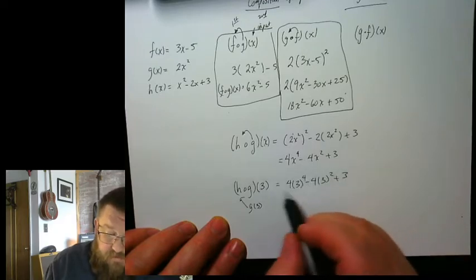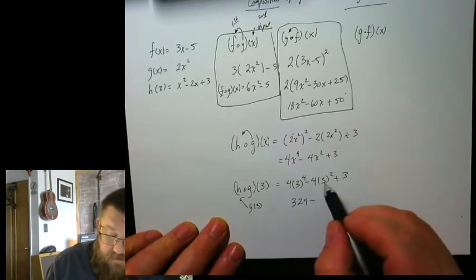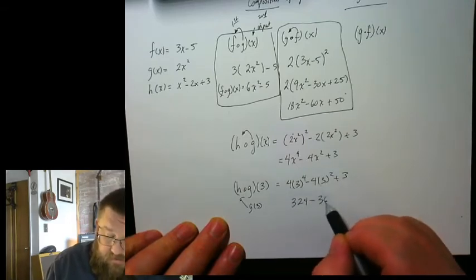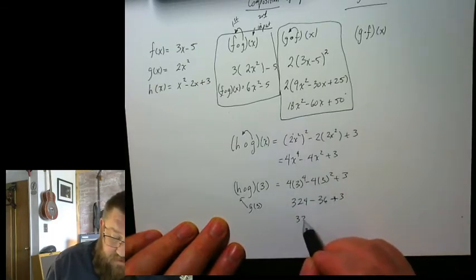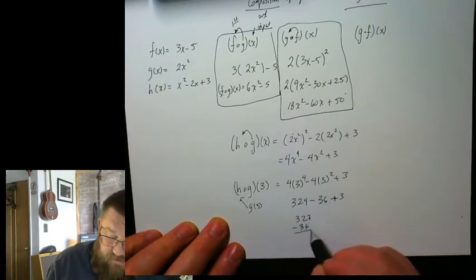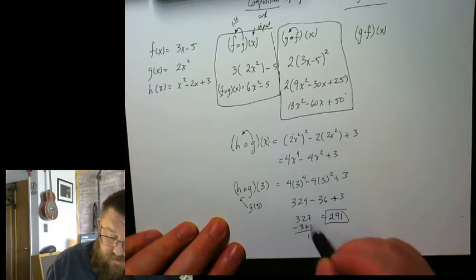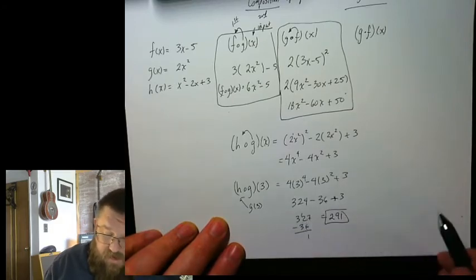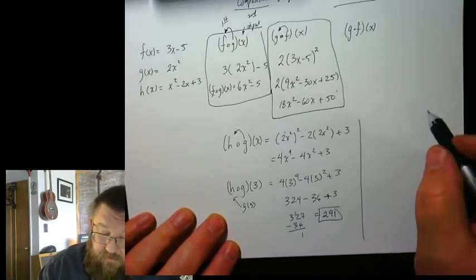So that's 81. That's 324, I think, minus 36 plus 3. Yeah, so this would be 327 minus 36, 291, I think. Let's see. Let's make sure, right? I have to borrow. That's 9. Yeah, 291.